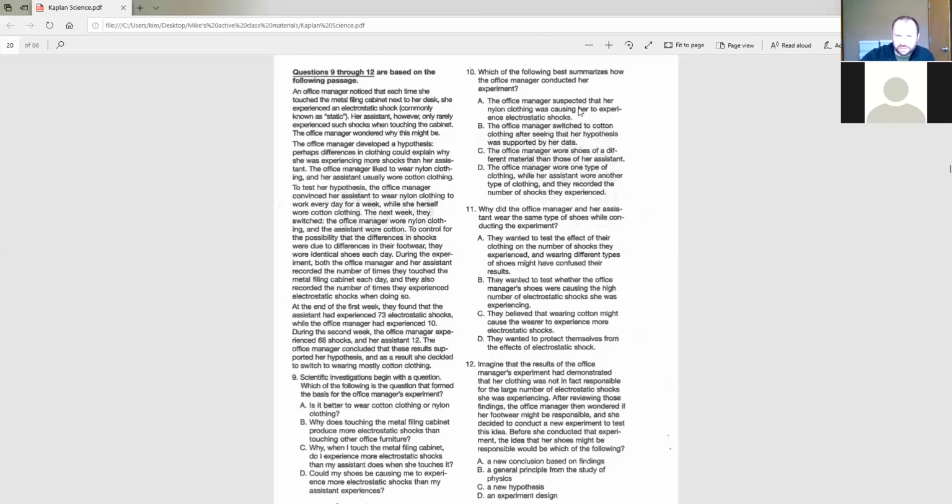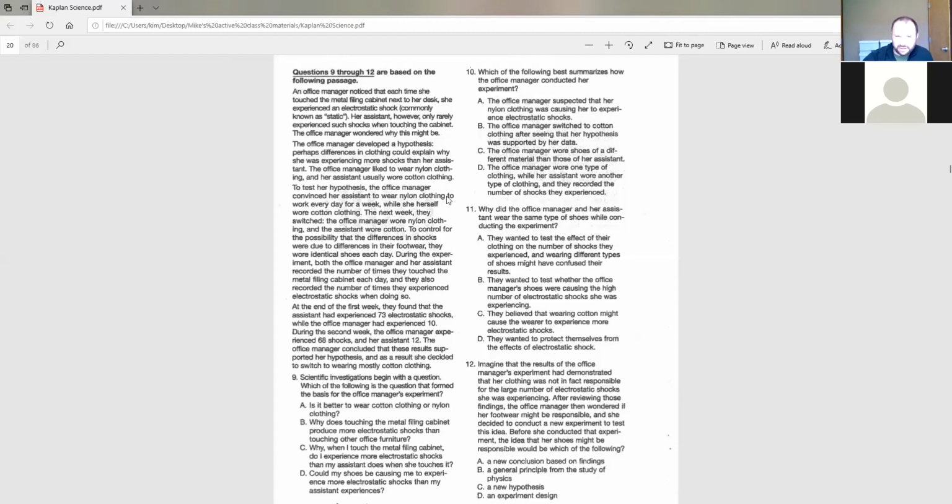The office manager suspected that her nylon clothing was causing her to experience electrostatic shocks. That comes before she formulates the hypothesis. She comes to this realization before the experiment. So the only one that really describes the actual process of the experiment is D, right? She set up this experiment where she wore one type of clothing and her assistant wore another, and then they recorded the number of shocks they experienced. Right? D's your best answer choice out of these four.